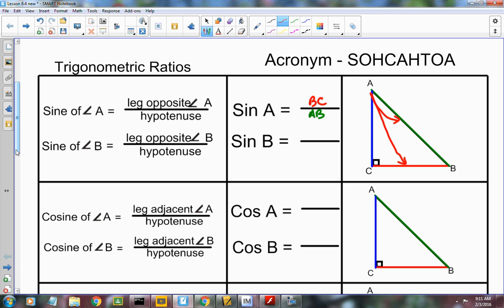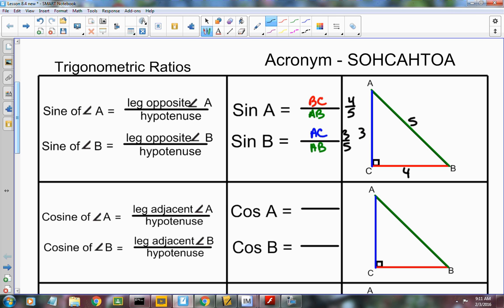You could do the same for the sine of B. You come over here to B, okay, and it is the leg opposite over the hypotenuse. So the leg opposite is AC over the hypotenuse, which is AB. Now, let's say that I gave these values. Let's say 3, 4, 5. Okay? So the sine of A is opposite over hypotenuse. So that would be 4 over 5. The sine of B would be 3 over 5.